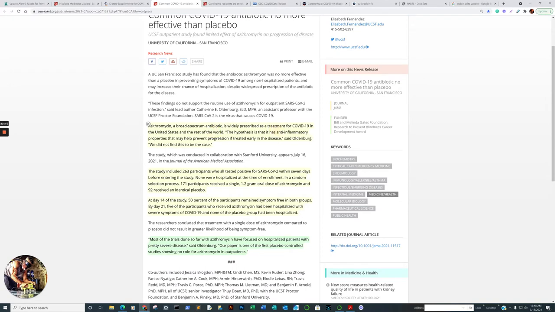This is important because a lot of countries, for example, like India, went ballistic on antibiotics during this pandemic. But this is why this information needs to be propagated, in order to have people not make the wrong choice. You know what I mean? The hypothesis is that the anti-inflammatory properties may prevent progression if treated early in disease. We did not find this to be the case, according to the researcher.